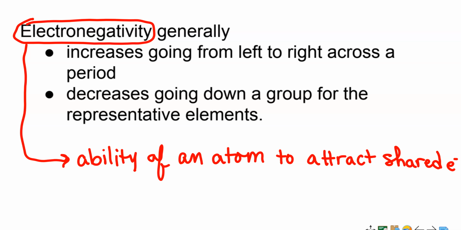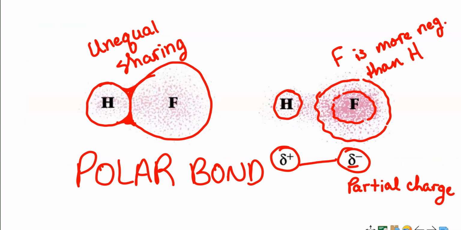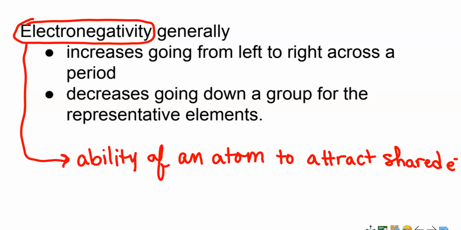Okay, so in the previous slide, if we were to go back, fluorine is more electronegative than hydrogen because it has a greater ability to attract electrons. So the electrons are spending more time with fluorine than they are with hydrogen, which gives it a partial negative charge. Now, we're not going to get into the details of having to memorize electronegativity. It's enough for us to remember these two rules when we look at the periodic table.